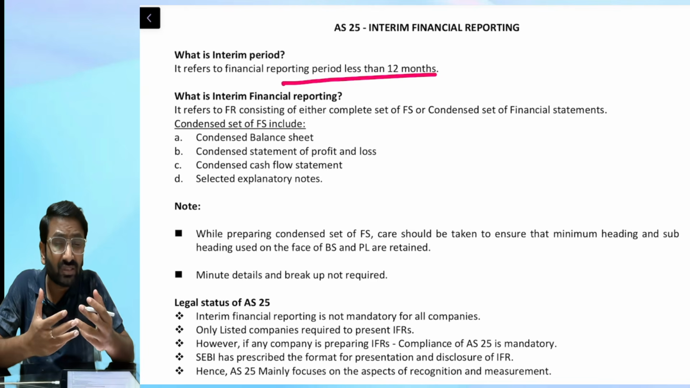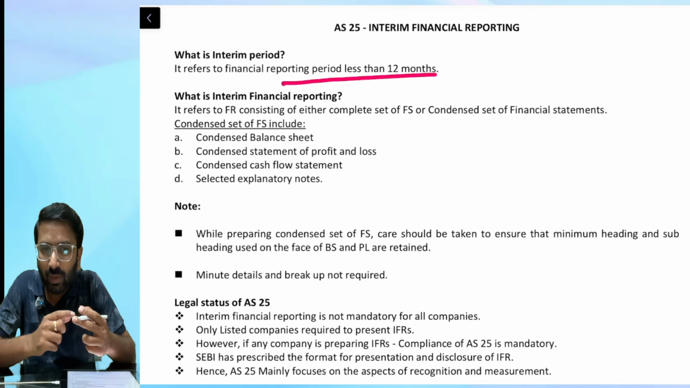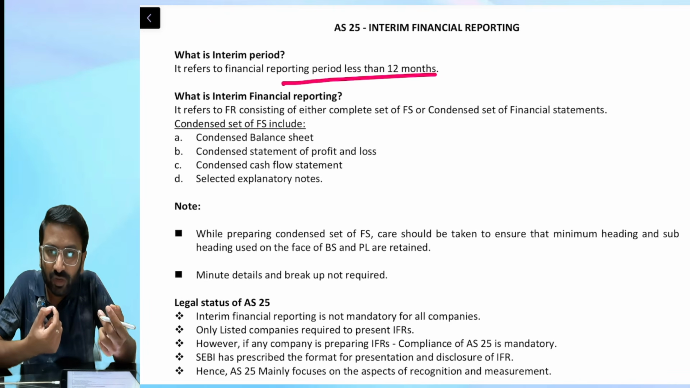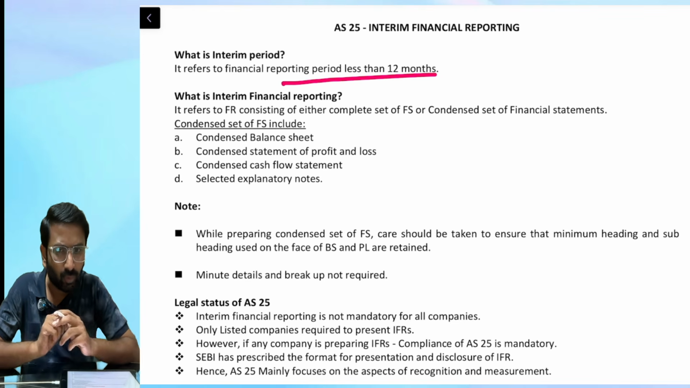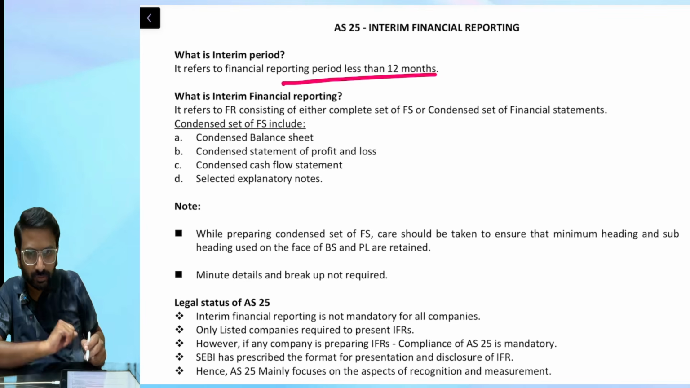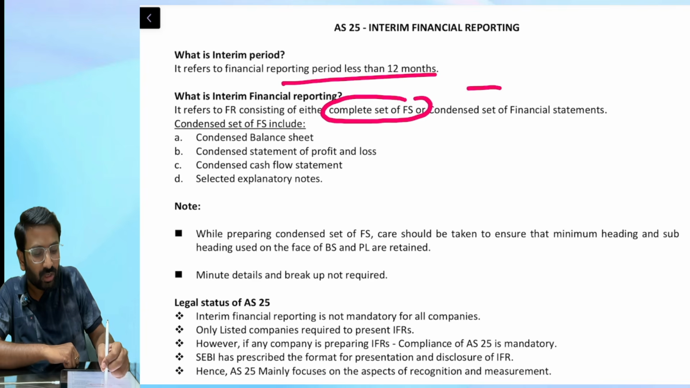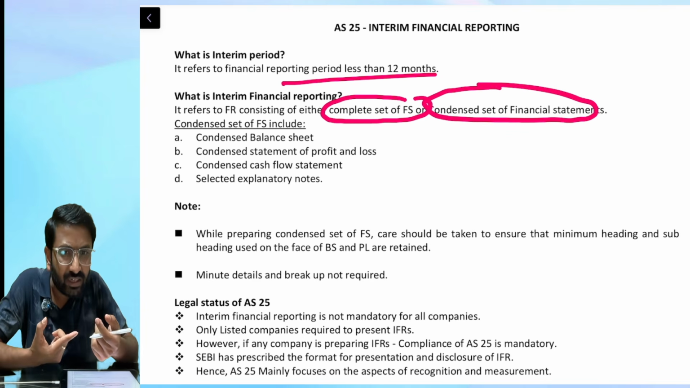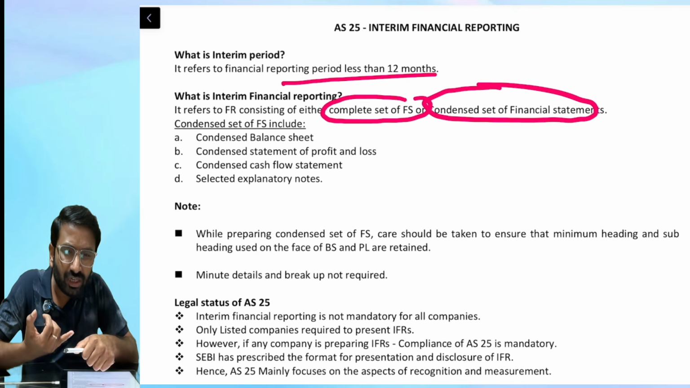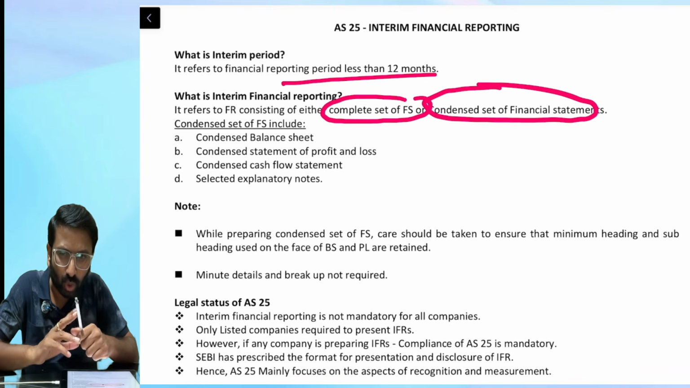Normally, in case of a listed company, they're supposed to prepare quarterly accounts. And if they're preparing quarterly accounts, can we call it interim financial reports? Correct. Now, when you are preparing interim financial reports, the company has two options. Either they can prepare a complete set of the financial statements, or they can prepare a condensed set of financial statements. And when I say complete set, it will be complete balance sheet, complete profit and loss account, complete cash flow statement, complete notes to accounts.